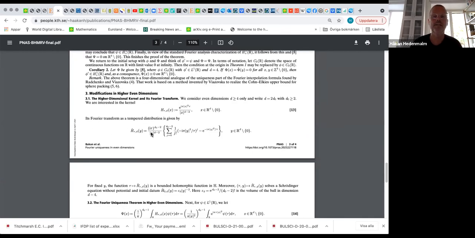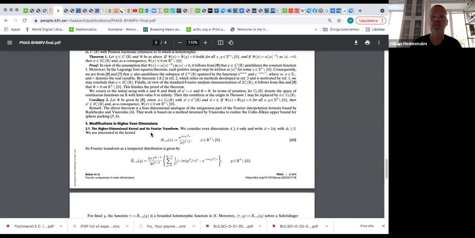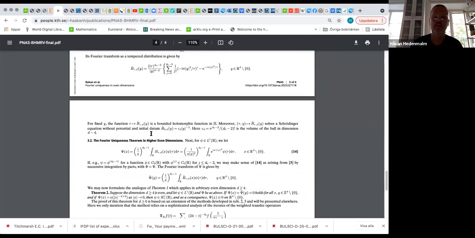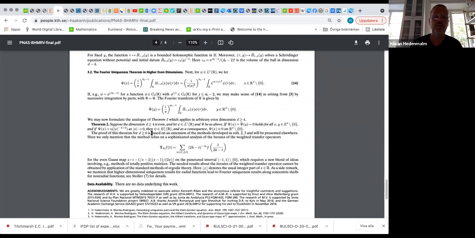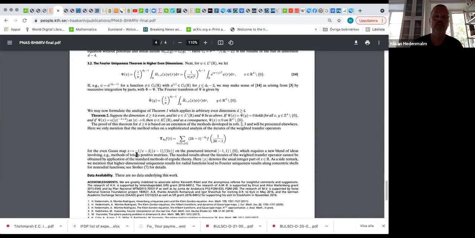Okay, then there is a generalization to other even dimensions, which is a little tricky. I could recommend you read these things if you find the topic interesting. And then the whole thing boils down to working with weighted transfer operators and doing this slightly generalized ergodic theory that we worked out with Alfonso in the previous work.